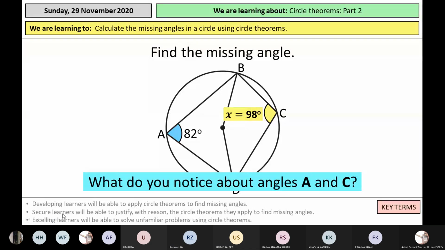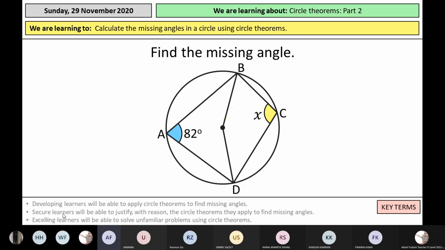Okay, why is it so? Those who are getting 98, can you explain it? Sir, we multiply 82 by 2, and whatever answer we get, we subtract it from 360, and whatever answer we get, we divide it by 2. Can you repeat once again? Sir, we'll multiply 82 by 2 to get twice the angle, and then subtract that angle from 360, and the answer will be divided by 2.